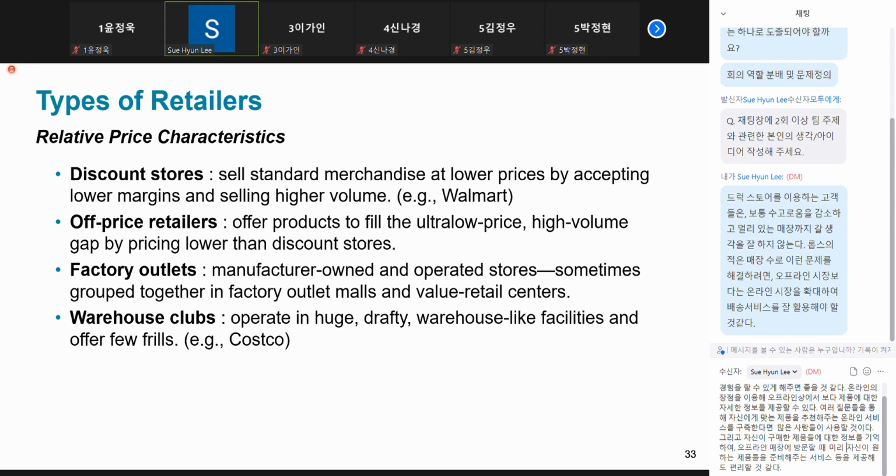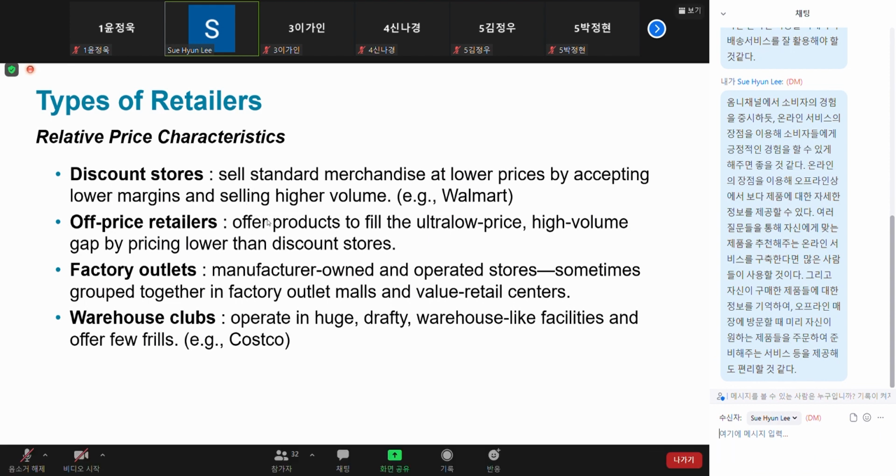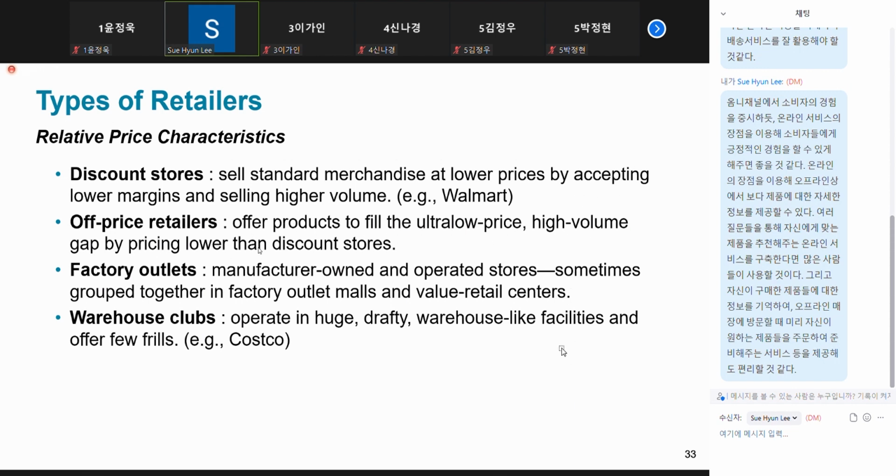Retailers can also be classified according to the price they charge. Most retailers charge regular price and offer normal quality goods and customer service. Others offer high quality goods and service at higher price. For example, discount stores, like Walmart, sell standard merchandise at lower price by accepting lower margins and selling higher volumes. Off-price retailers offer products to fill the ultra-low price, high volume gap by pricing lower than discount stores. So it's cheaper than discount stores.